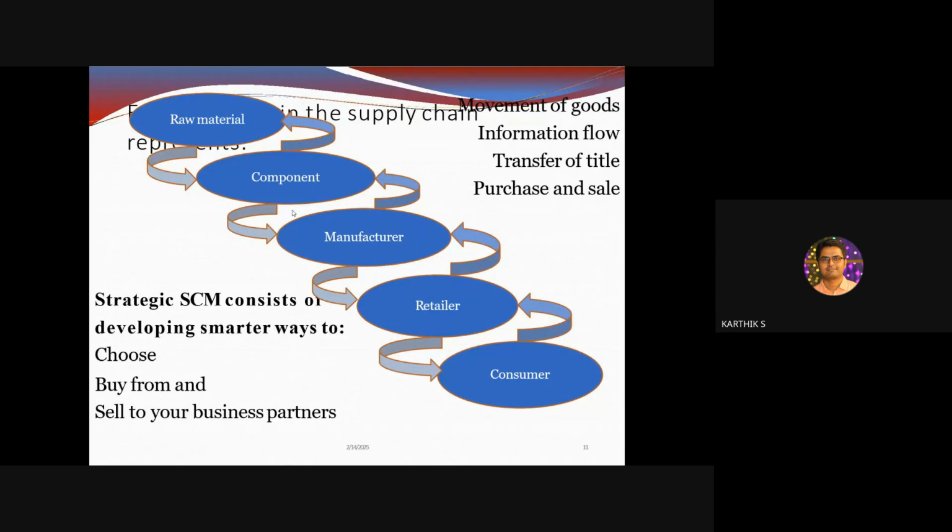So all these processes are interconnected. If it's a raw material, then it is connected. It has interconnection with the next phase. As a component, once the component is made, then it has interconnection with the manufacturer. If it is successful, the manufacturer packs it. The manufacturer could deliver a package to a retailer.